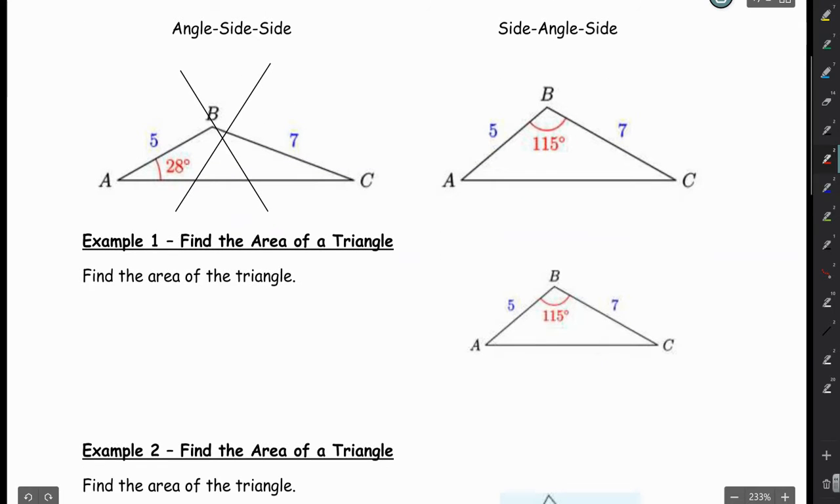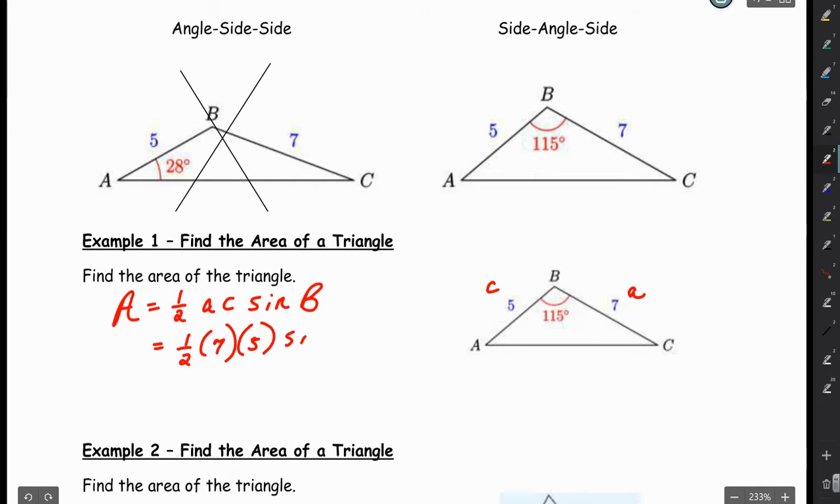So in this case, I'm going to write out the formula and it's going to be 1/2. And the sides we have are across from A is side A, across from angle C is side C. So we have AC sine of angle B. Right, so it doesn't matter how the angles and everything is labeled in the triangle. As long as you have side angle side, you can use the formula. So we have 1/2. Side A is 7, side C is 5, and angle B is 115 degrees. And so we're just going to put that in the calculator.